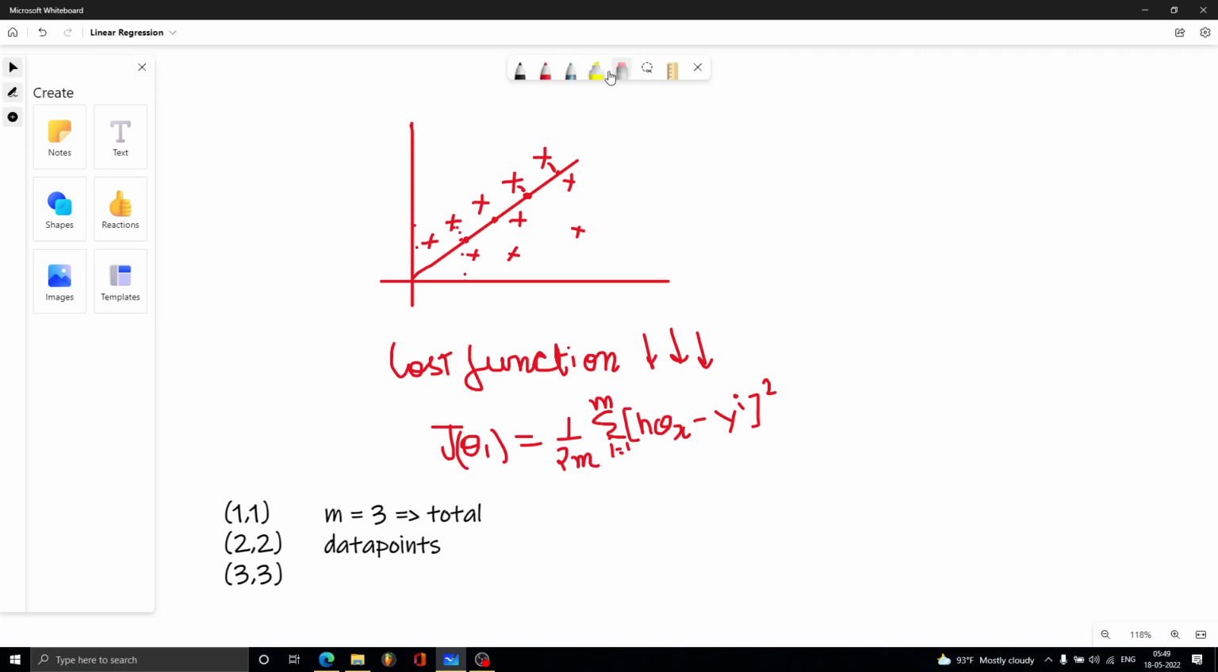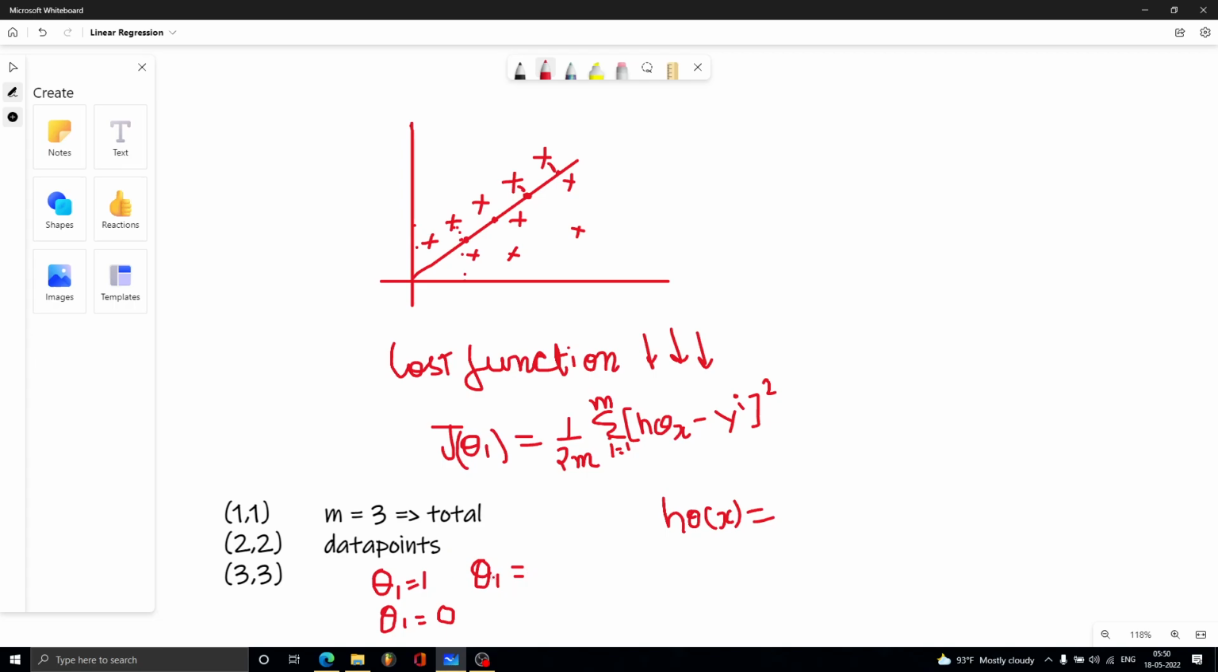We need h theta of x, right? So how to calculate that? h theta of x is equal to the equation I told you before, theta 0 plus theta 1 x1. So what is our x value here? 1. And let's consider for slope, theta 1 is equal to 1 for now. Similarly, we will also consider theta 1 equal to 0. These are randomly chosen values, so you can choose anything here.